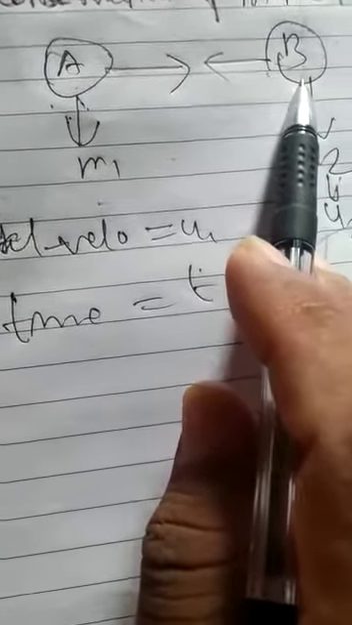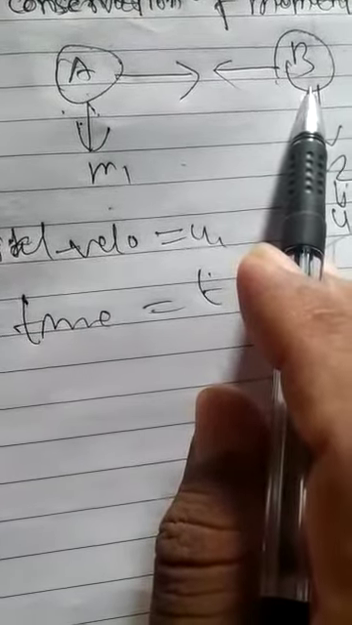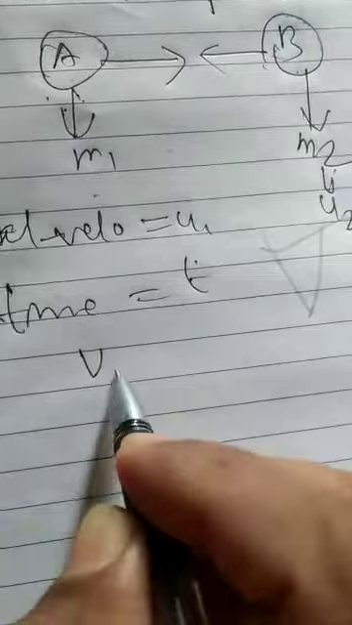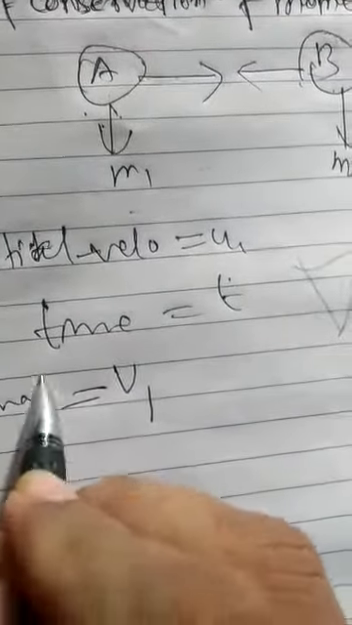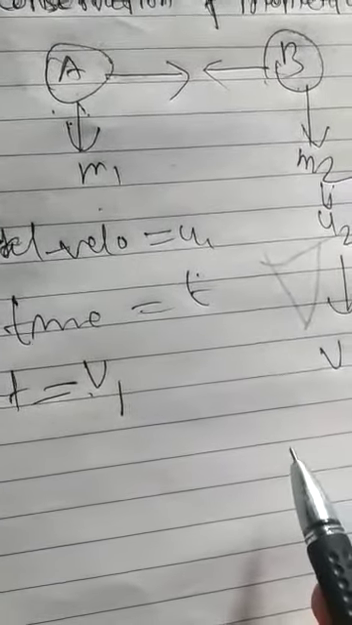The velocity of A now becomes v1, the final velocity. And the final velocity of B becomes v2. Students, listen again here. A collides on B. The velocity of A now becomes v1 and the velocity of B now becomes v2.